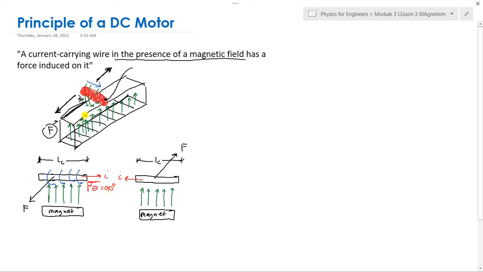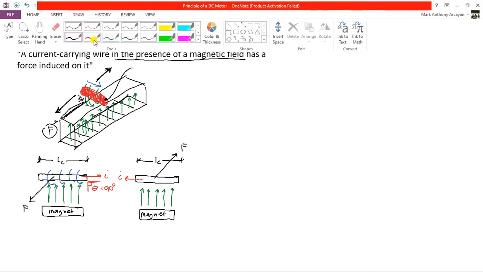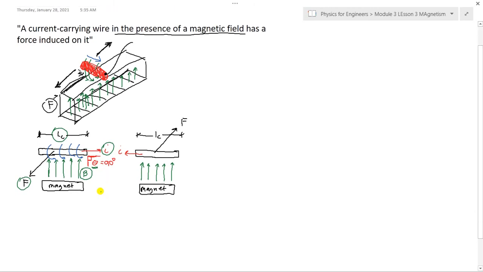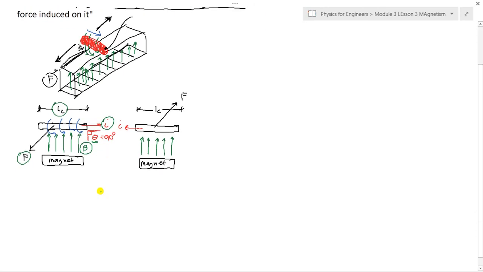As you notice, how many parameters are present here? Okay, I forgot to put the magnetic field B. So we have the force F, the length of the conductor LC, the magnetic field B, the current I, and the angle theta. Now, why is angle theta a big deal?